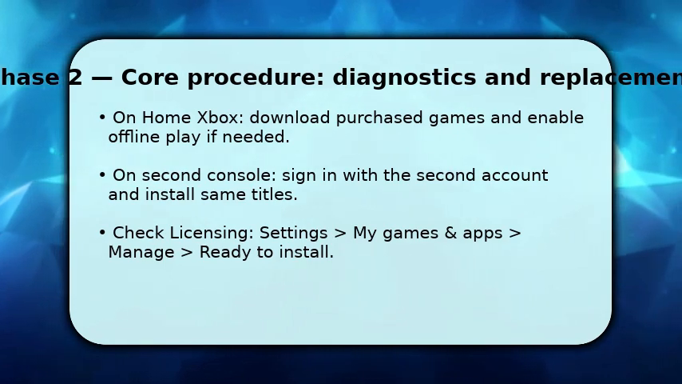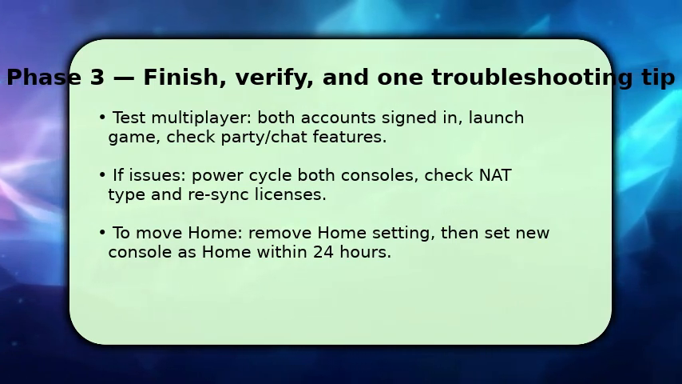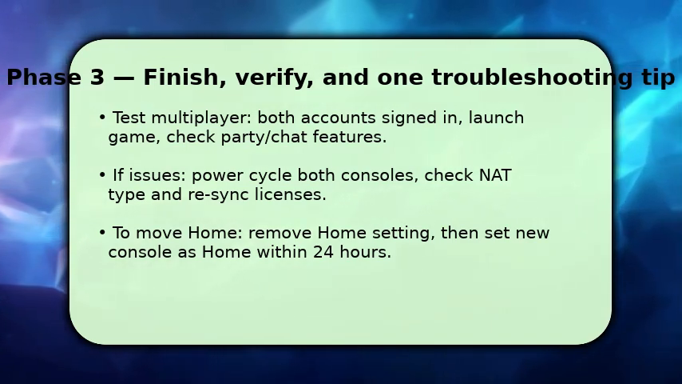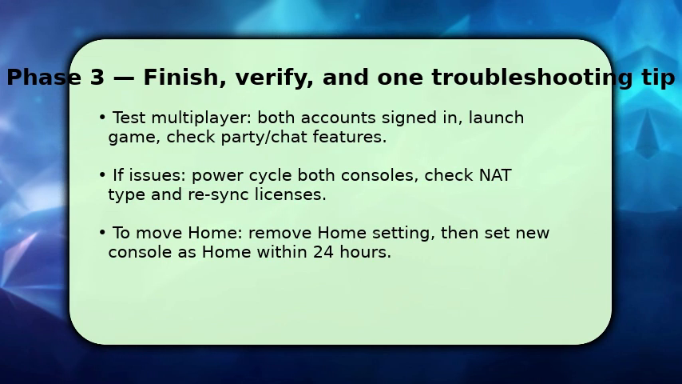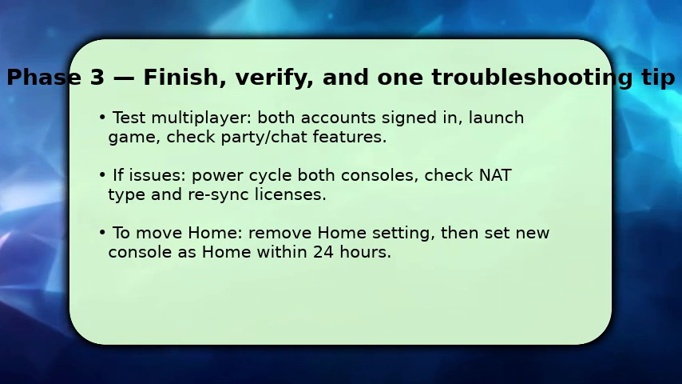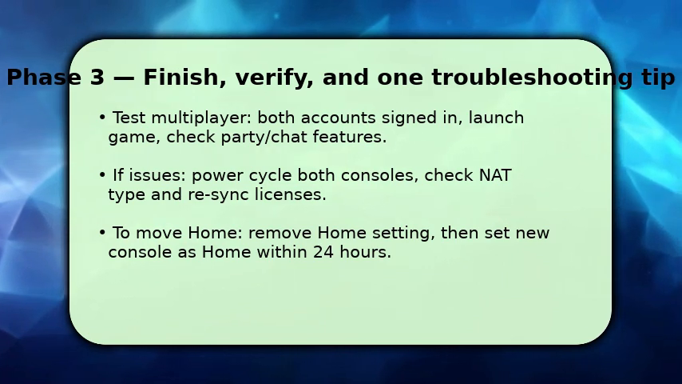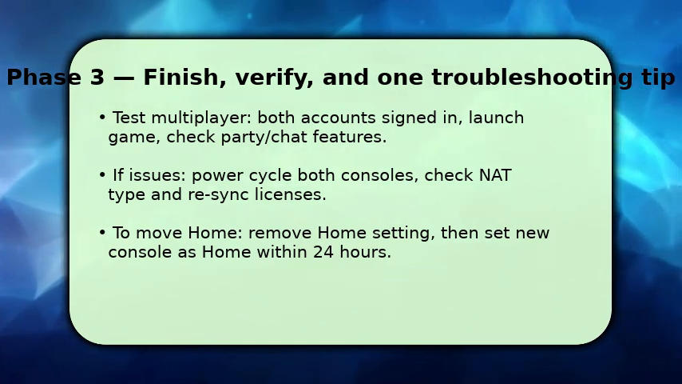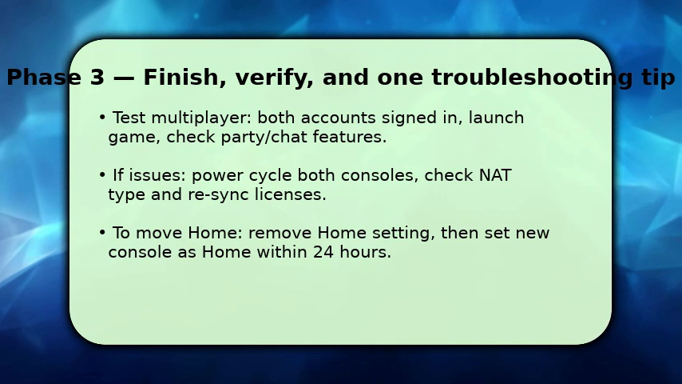Finish by signing both accounts in and launching a multiplayer session to confirm shared access. If the second account cannot play, power cycle both consoles, sign the owner back in on the home console, and choose Clear Local Saved Games if prompted, then resync licenses. Also check NAT type and network connectivity, because poor NAT can block multiplayer even when licensing is correct.